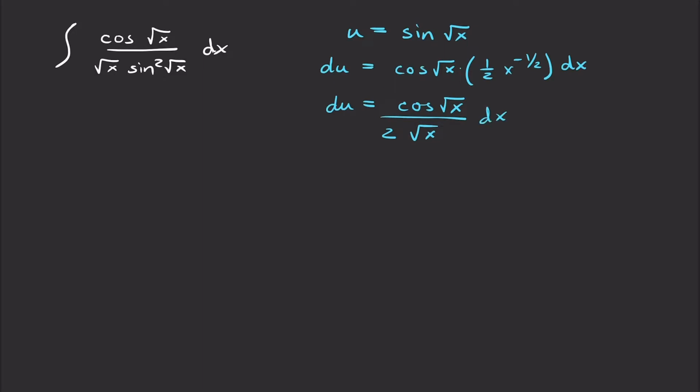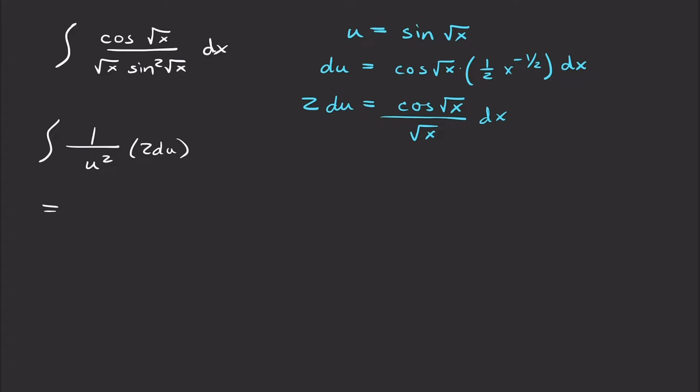Okay, so that's actually going to take care of the cosine of square root of x on top and the square root of x on bottom. So I'm just going to multiply by 2 on both sides, and so this can become 2 du, and then I'll get rid of the 2 there. So now I can just replace this when I see it in my integral. And so cosine of square root of x over square root of x dx, that's just going to be 2 du, and 1 over sine squared will become 1 over u squared.